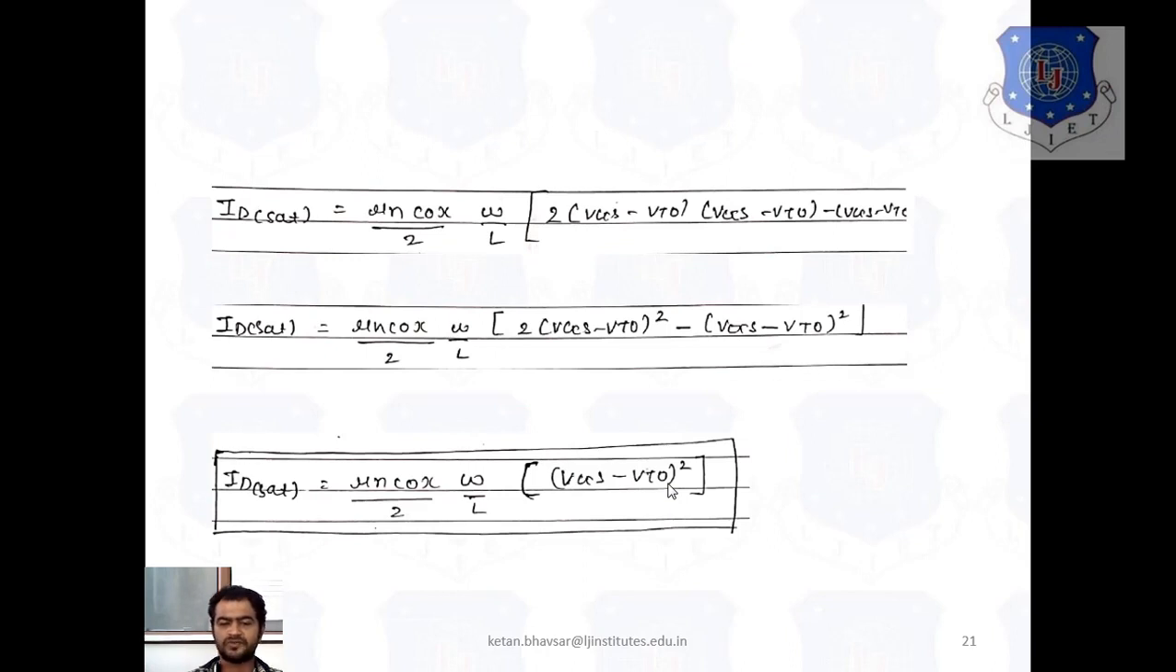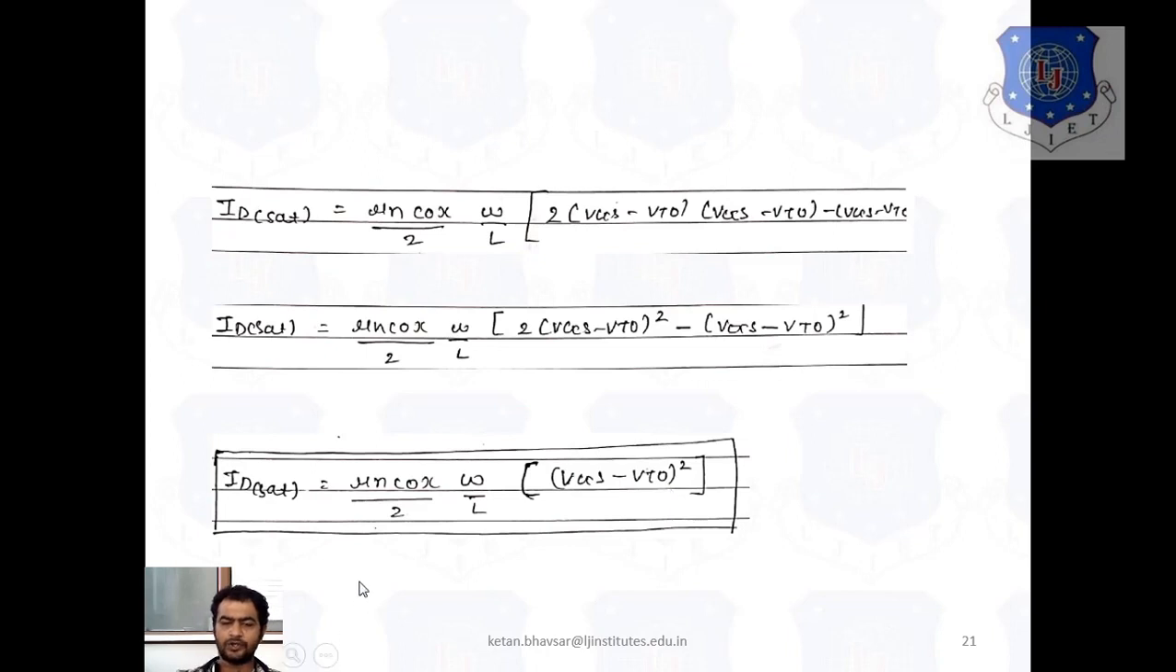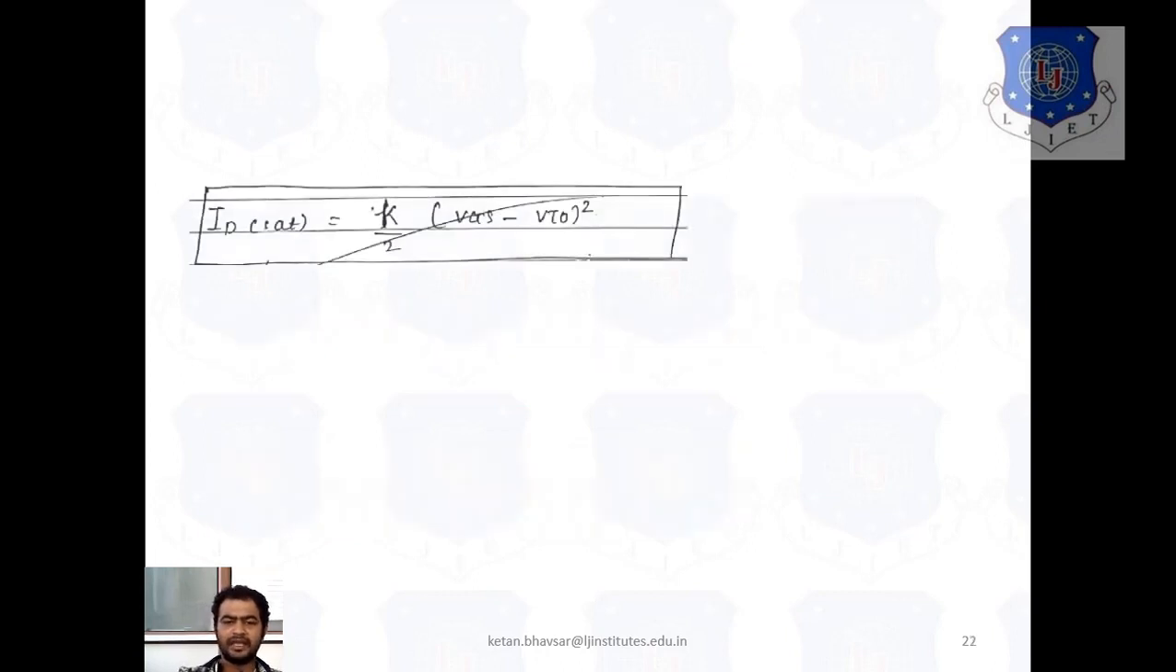We have already proved the equation for ID linear and ID saturation. For ID saturation, we have mu n Cox by 2, W by L, (VGS minus VTO) whole square. For ID linear, we have mu n Cox by 2, W by L into 2 (VGS minus VTO) VDS minus VDS square. Here you can also take the constant k. So ID saturation is equal to k by 2 (VGS minus VTO) whole square, where we directly take k equal to mu n Cox W by L, instead of writing mu n Cox W by L.